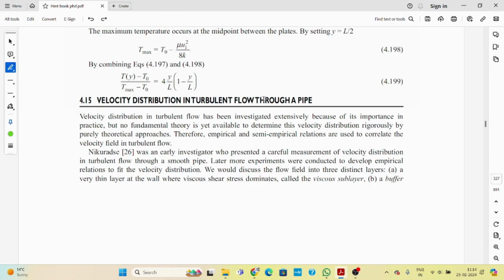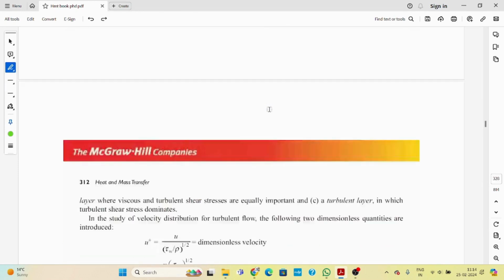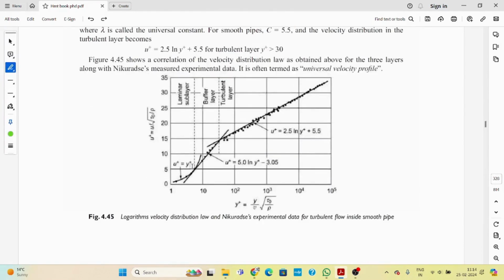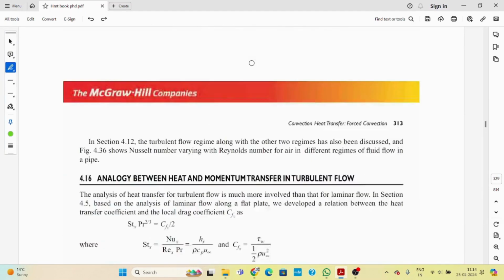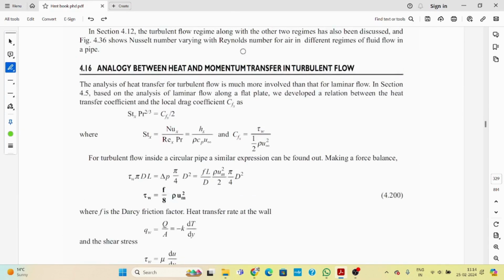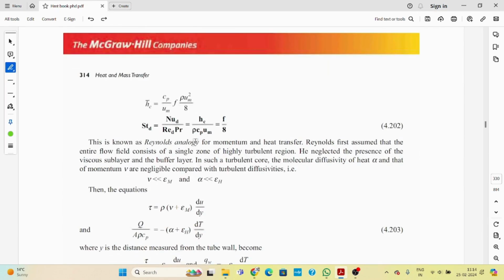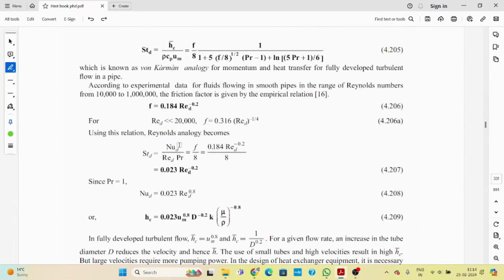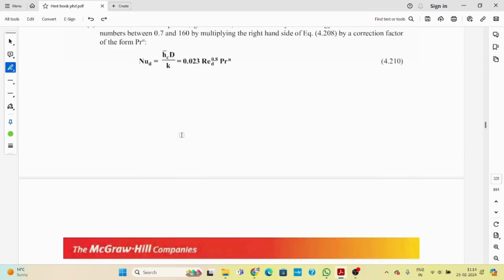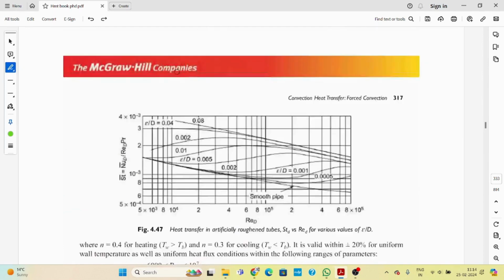Velocity distribution in turbulent flow through pipe. We can see the velocity distribution. Okay. Analogy between momentum, energy and turbulent flow. Empirical correlations, and Nusselt number is h D upon k. You have to remember this and the Nusselt number.